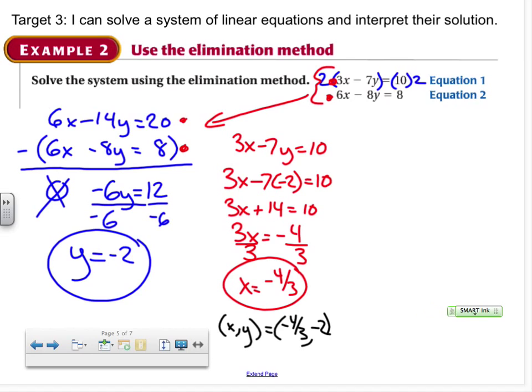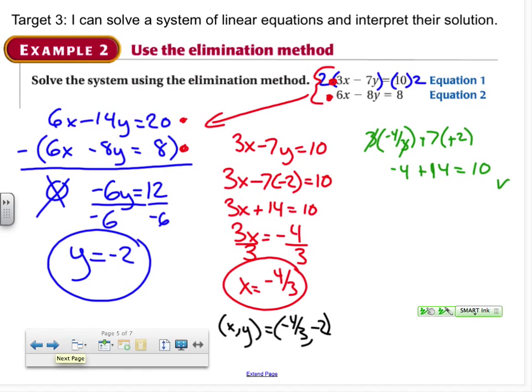And of course, we're going to want to do ourselves a little check. So we got 3 times negative 4/3 minus 7 times negative 2. That should work out to 10. Let's double check. Those cancel. I got negative 4. That's a double negative. I got positive 14. Well, yes, that's 10.